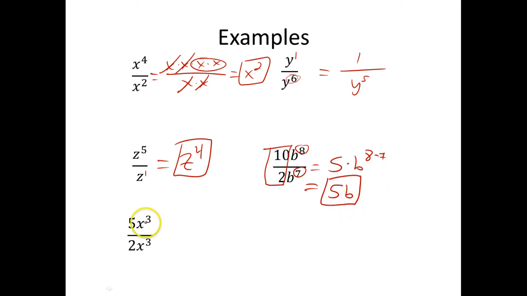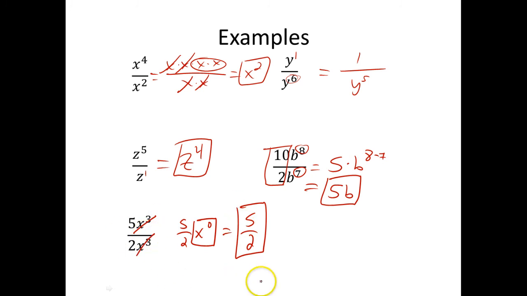Now this one, we could do 3 minus 3, which is 0. So the 5 over 2 we can't cancel. 3 minus 3 is 0, so it'll be 5 over 2x to the 0. What did we learn yesterday about things to the 0? They're just 1. This is just 5 halves. And we're done. You can see that because the x to the 3rds just cancel out, and we just end up with 5 halves. So that's almost a trick question.